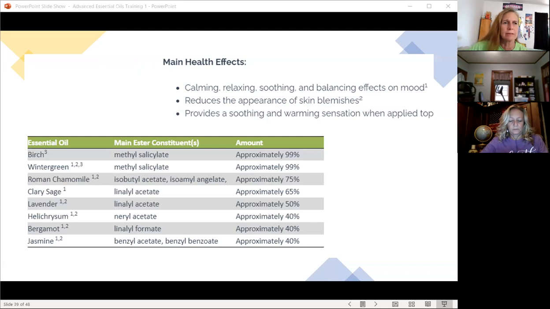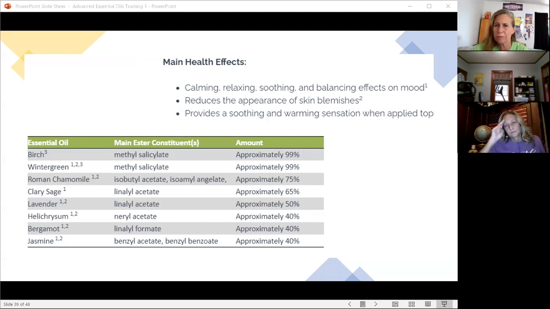So don't name your common ones. Any ideas? Okay, so I'll tell you. It includes fennel. Fennel is one of the lesser known ones for digestion.